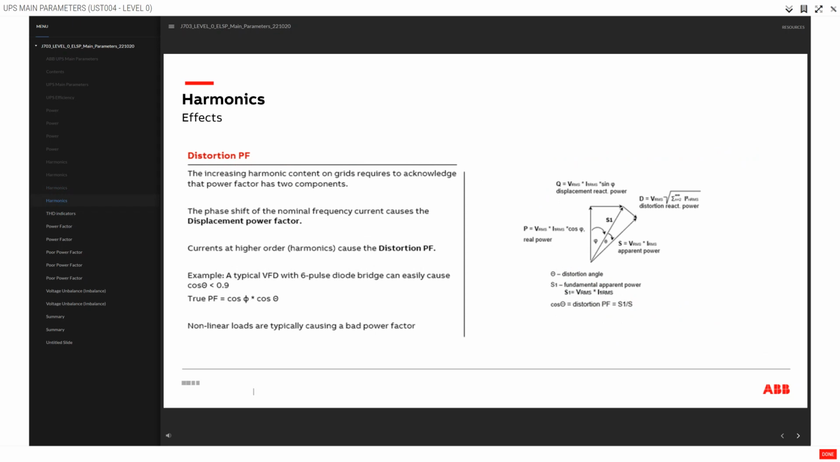Distortion power factor. The increasing harmonic content on grids requires to acknowledge that power factor has two components. The phase shift of the nominal frequency current causes the displacement power factor. Currents at higher order harmonics cause the distortion power factor. Example: a typical VFD with 6-pulse diode bridge can easily cause a bad power factor. Nonlinear loads are typically causing a bad power factor.